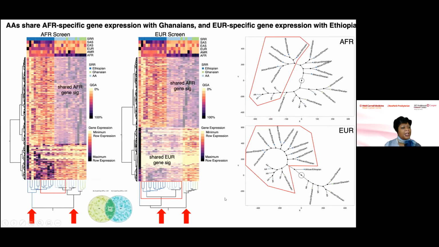What's even more intriguing is when we also include African Americans in this grouping, we can identify subsets of genes that correlate with the admixed ancestry in African Americans. So African Americans are a combination of African and European descent. And with this powerful analysis, we're able to detect the gene expression profiles of genes that have shared African signatures between, for instance, our Ghanaian and African Americans, as well as gene signatures that have shared signature profiles between our African Americans and the Ethiopians with significant European descent.